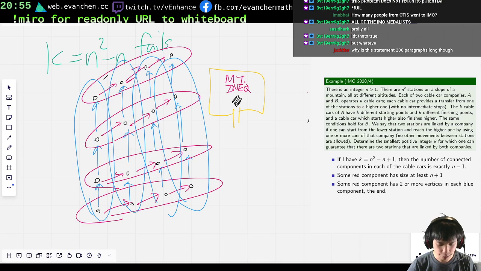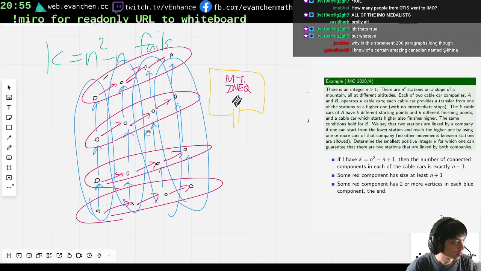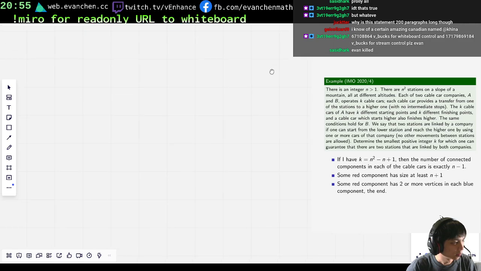Why is the statement 200 paragraphs long? It's graph theory, what do you expect? Okay, let's go on.